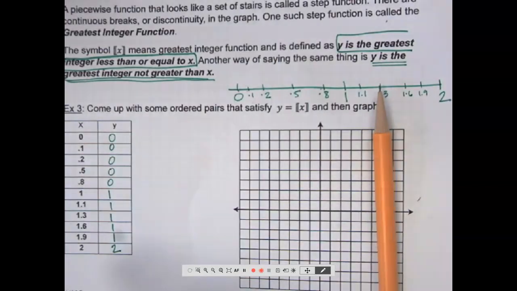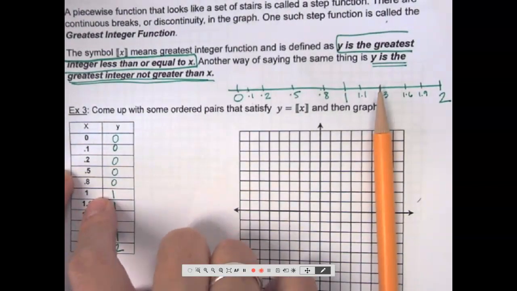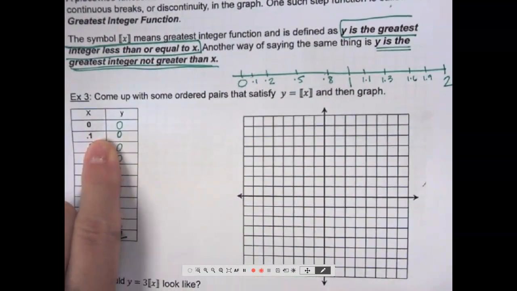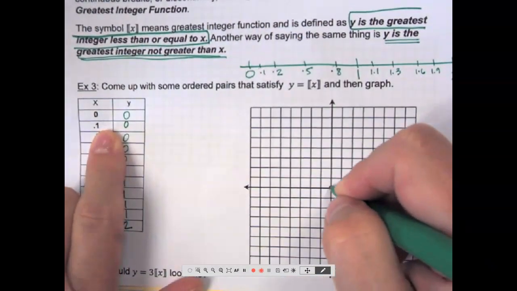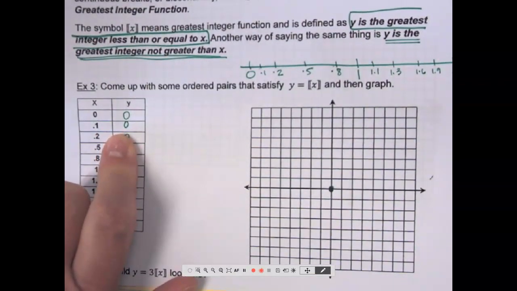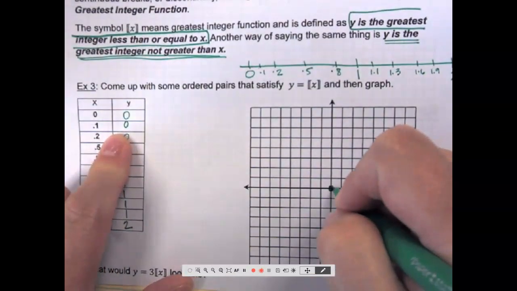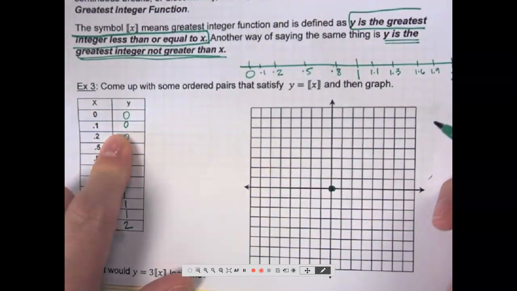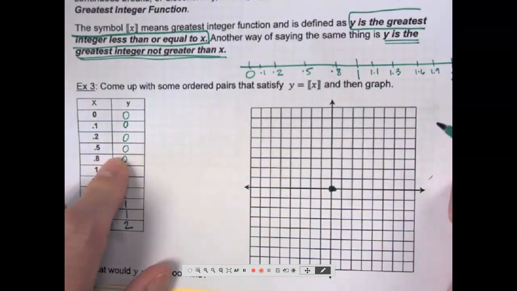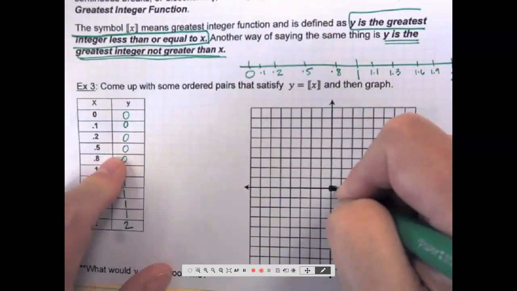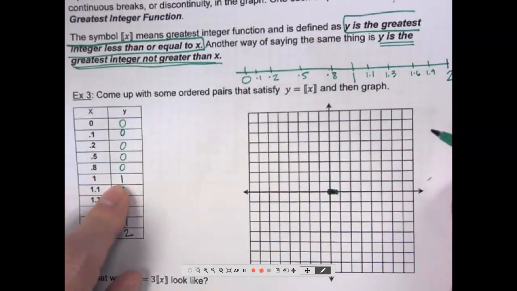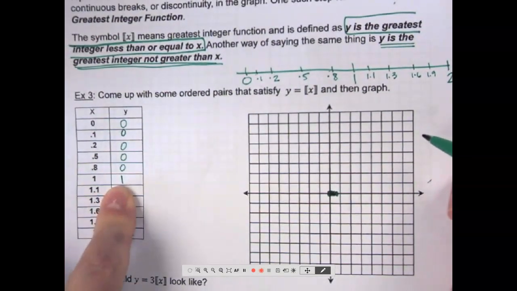So we're going to plot these. Now, I know it's hard to plot these x's, so we kind of have to use our imagination here, and we're going to see what happens. Okay, (0, 0), easy enough, right there. (0.1, 0), well, it's right next door, right? (0.2, 0), it's right next door also. (0.5, 0), it's right next door. (0.8, 0), right there.